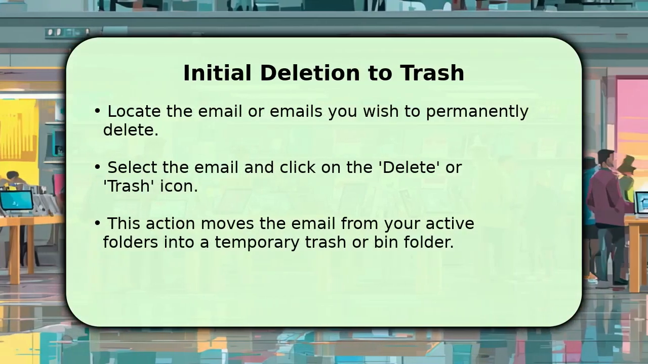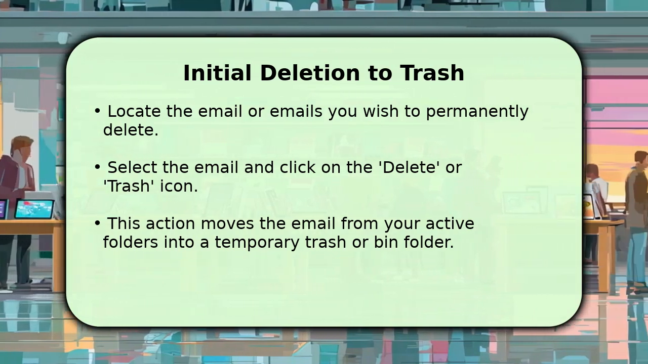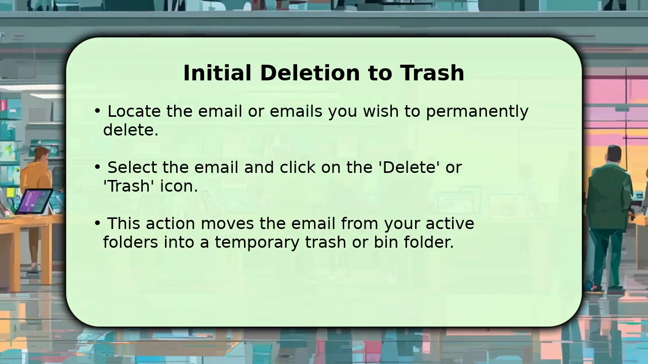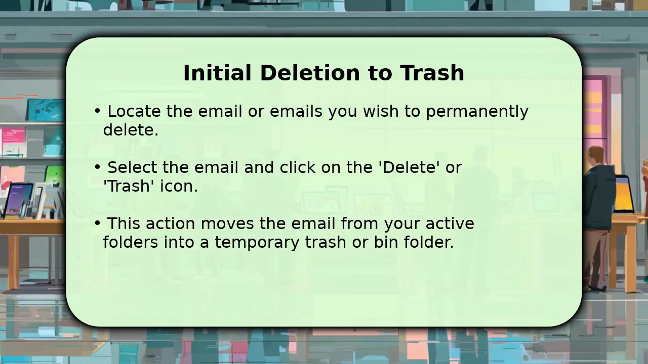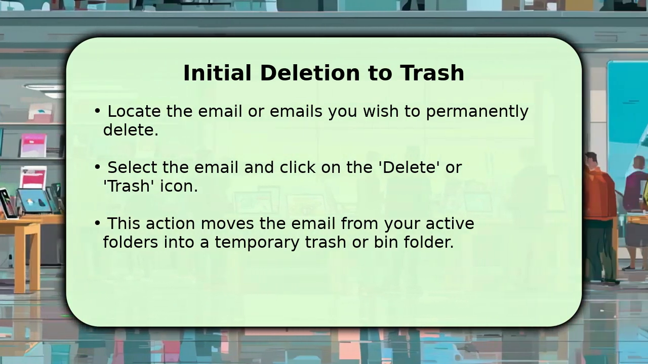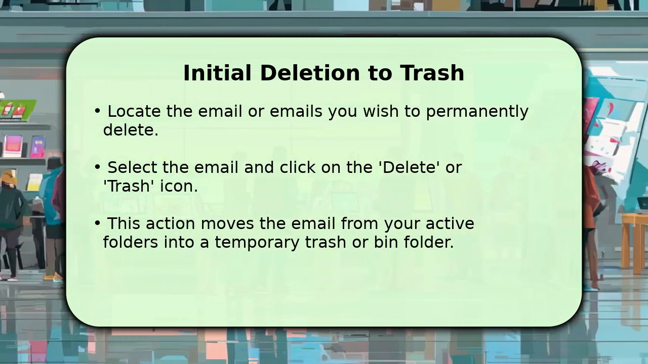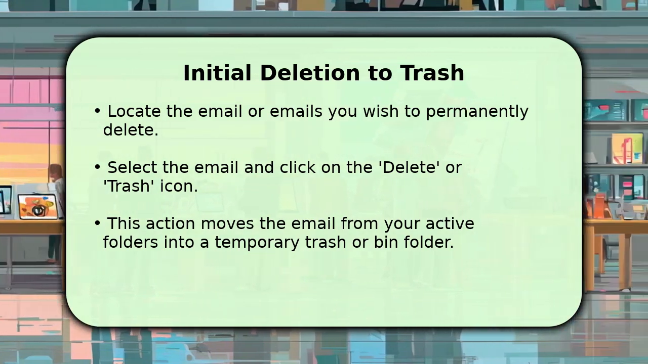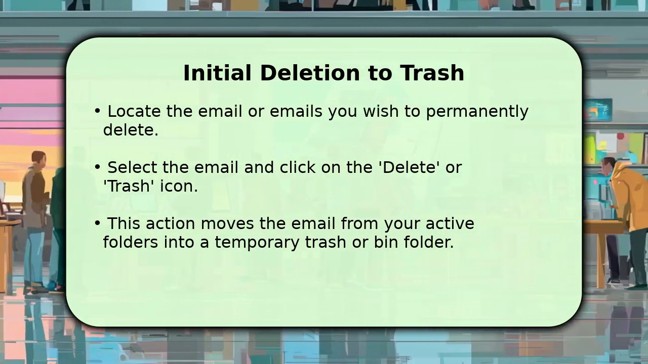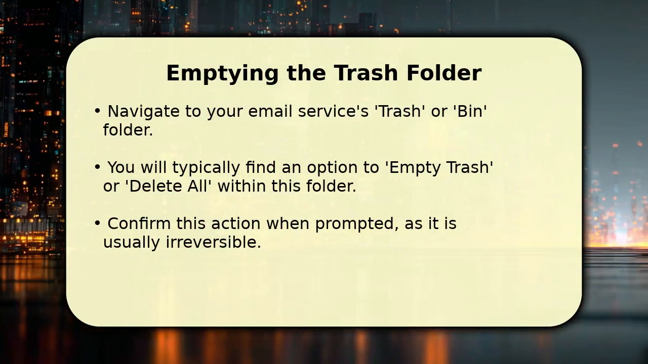Your first step is to simply find the email you want gone forever. Once located, click the Delete or Trash button, which sends it to a designated holding area. Think of this as putting an item in your recycle bin, not yet sending it to the landfill. If it is part of a conversation, delete the entire thread to ensure all related messages are included in this initial move. Now, it is time to access your trash or bin folder directly.